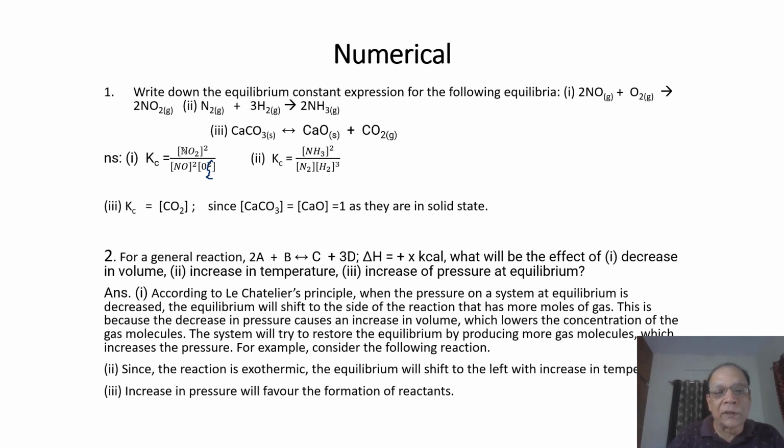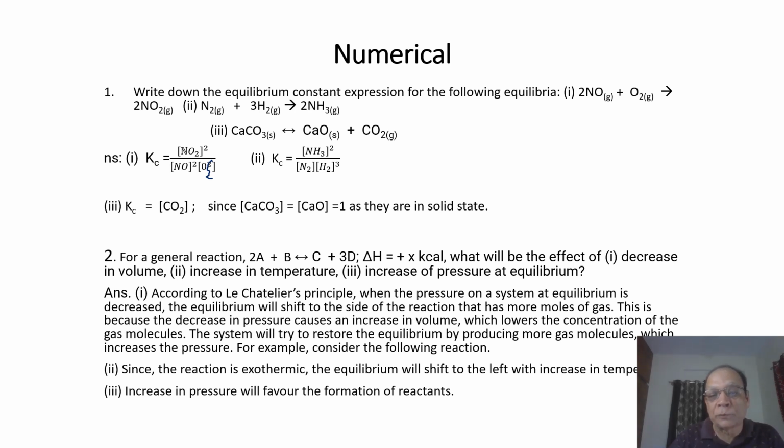Now, for a general reaction, 2A plus B reversible C plus 3D, delta H is plus X kilocalories. What will be the effect of decrease in volume? Remember, we have not included the parameter of decrease in volume in the study in the previous slides. Also increase in temperature and increase of pressure at equilibrium. Now let us answer.